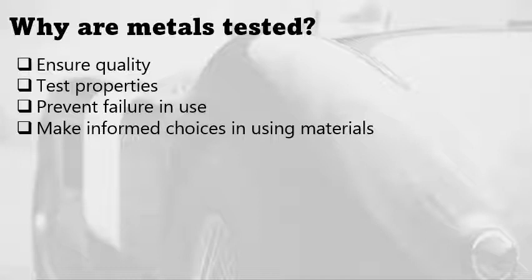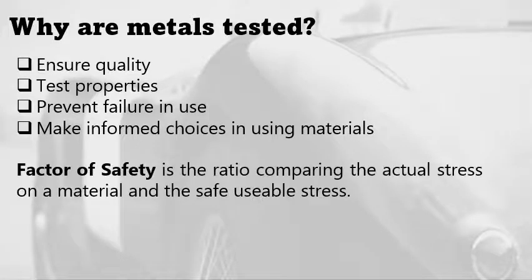So material testing will help us also have informed choices in selecting the kind of material that we will use. We have this term we call factor of safety, which is the ratio comparing the actual stress on a material and the safe usable stresses. So in machine design, we will encounter factor of safety, and we'll be able to understand why it is important to have certain allowances that will help us decide what kind of property is needed or allowed for a particular application.